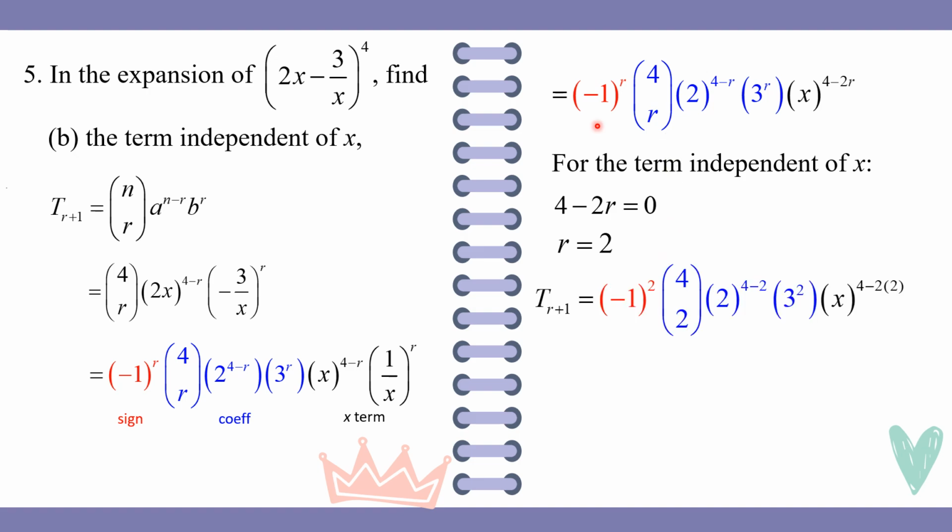The negative 1 will be power 2. Then here we have 4 choose 2, 2 power 4 minus 2, 3 power 2, x power 4 minus 2 times 2. Simplifying, we will have a positive sign. This will give us 216 here. And since x power 0 equals 1, we will no longer have any x term here. So the term independent of x is 216.